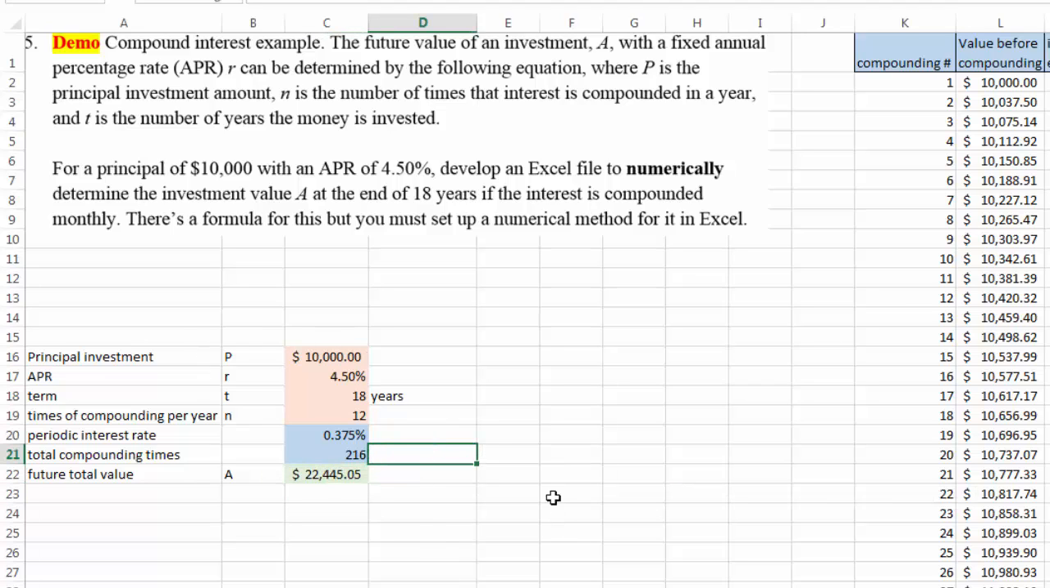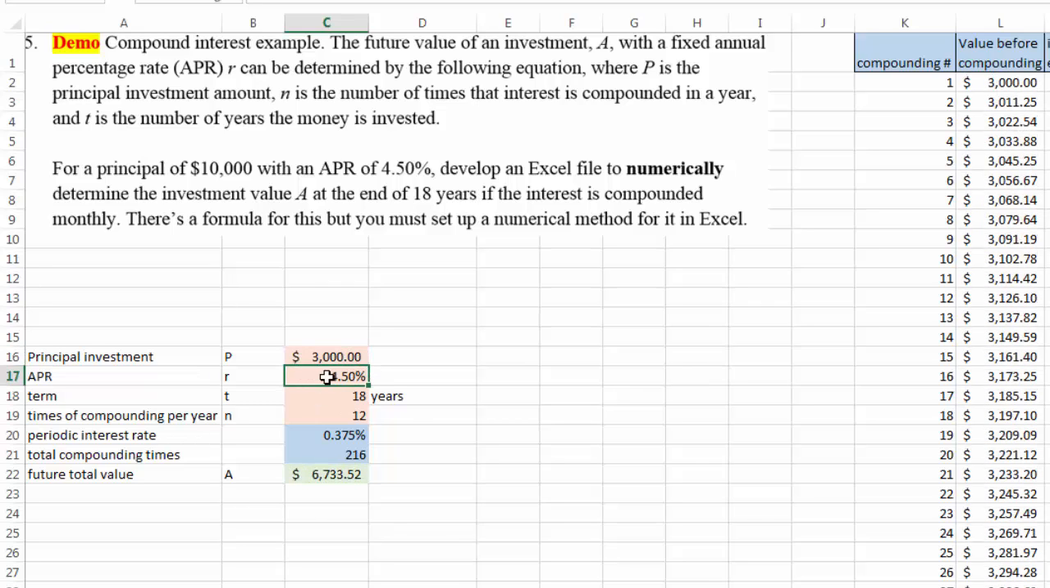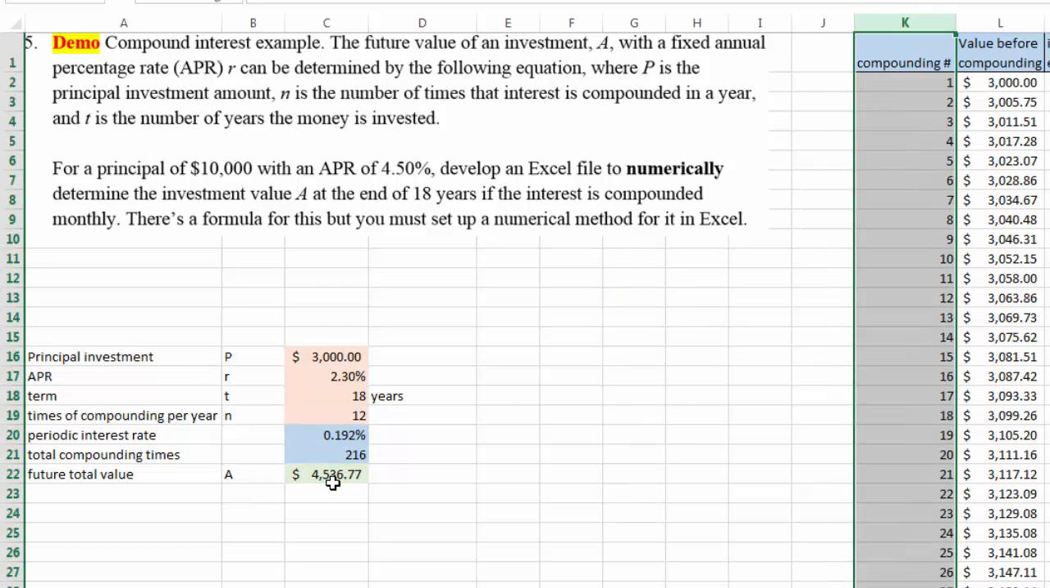So now we have generated a table in Excel that's able to calculate the total investment value based on the provided input information. We can change this to, for example, $3,000, change the interest rate to, say, 2.3%, and as you can see, the final answer changes accordingly. You cannot really change these because these are linked to the total number of compounding times, which is linked to this column right here. So if you do want to change the term or how many times per year you're compounding your number, don't forget to change this column accordingly as well.